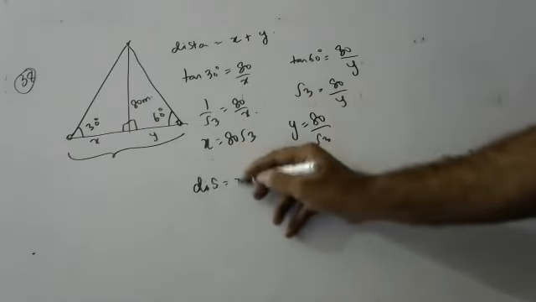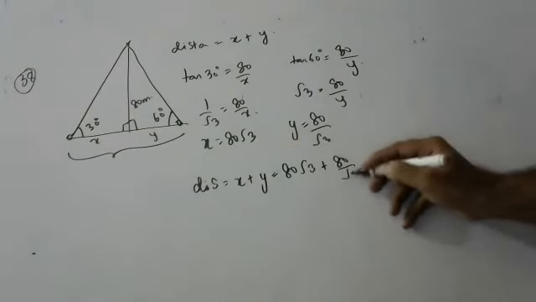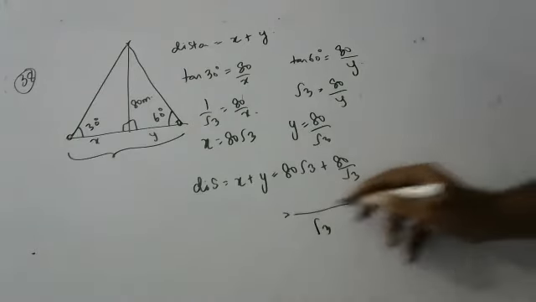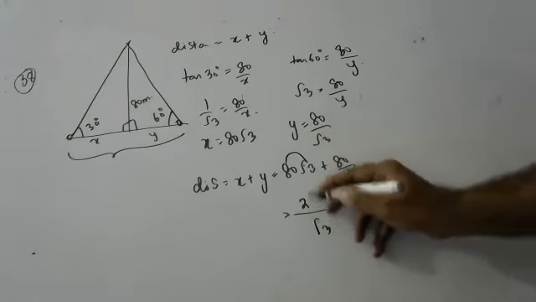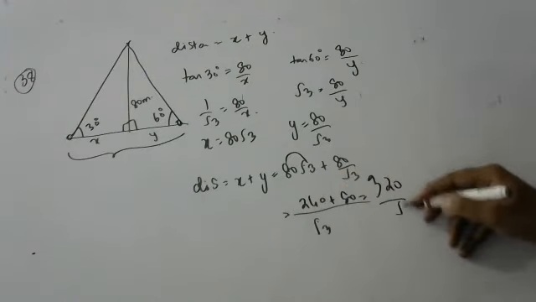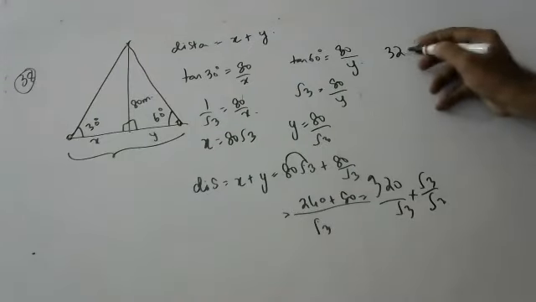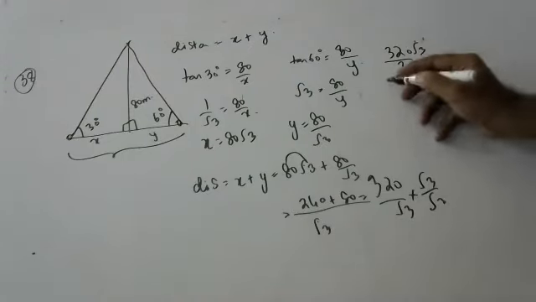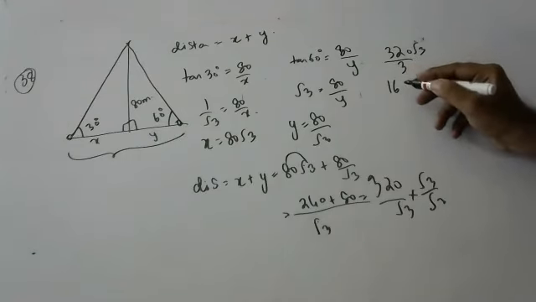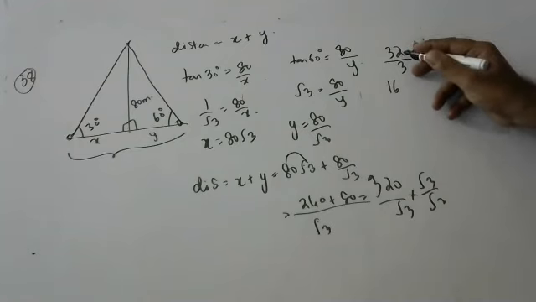The distance between two balloons is x plus y, and we need to rationalize. So now children, take the LCM of root 3: 240 plus 80, so 320 by root 3. Now rationalize root 3, so it is coming 320 root 3 by 3. Then 160, how much, children? 3 ones are 3, 3 sixes are 18.